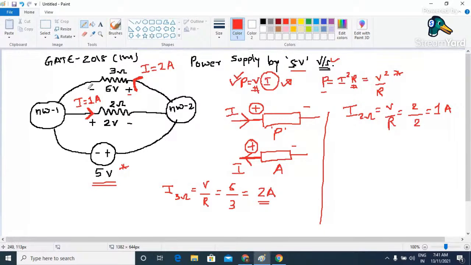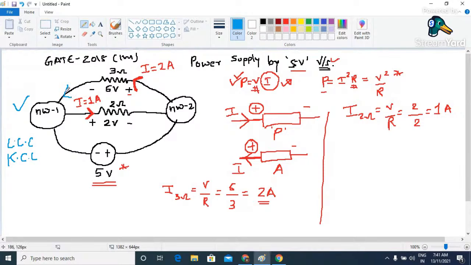Once you have the value of current flowing through resistor 3 and resistor 2, now let us try to see this particular network. Let us treat this particular network as a junction, because whatever the current which is going in the circuit, the same current is going to go out. That means here we need to apply the law of conservation of charge, or you can say simply Kirchhoff's current law. So if you treat this particular network as a junction, here at this junction we have three terminals, or three branches.